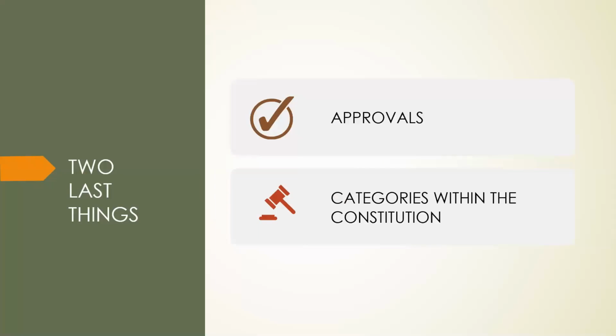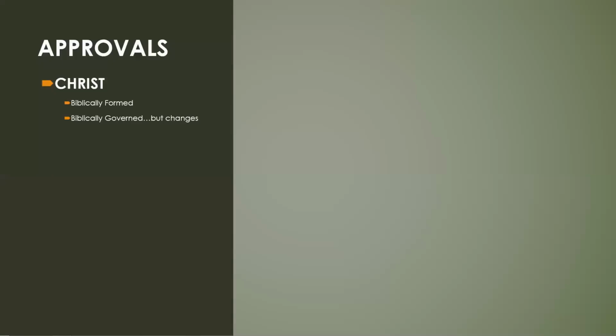There are two final things to mention in this section. The first is approvals, and the second is categories within the Constitution. In terms of approvals, I do think we have Christ's approval that we are a church and we are biblically formed. We also are biblically governed, but some changes are required.